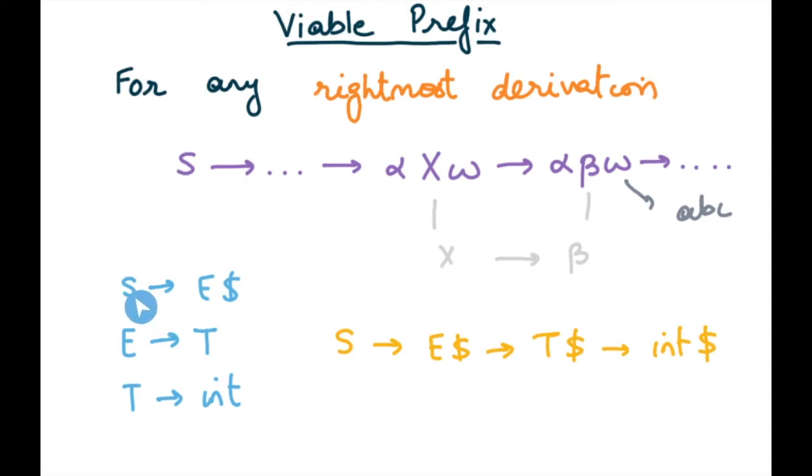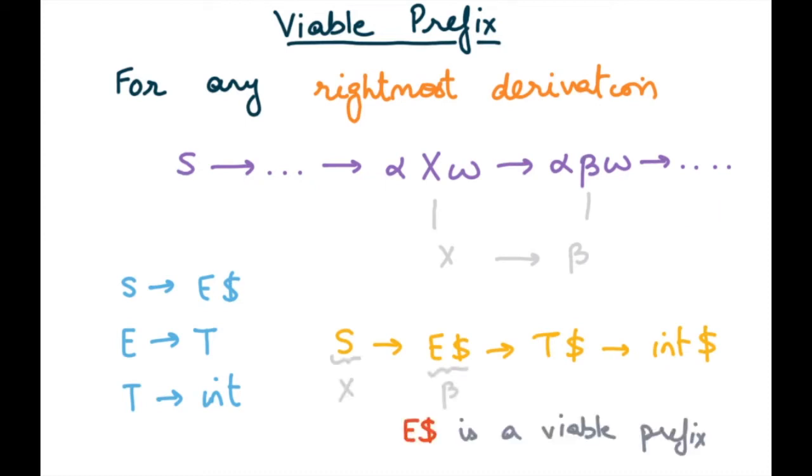So let's take this very simple grammar. S produces E dollar, where dollar is the end of input character. E produces a single non-terminal T, and T produces a single terminal int. So this very simple grammar defines a language which only consists of a single string, int dollar. The rightmost derivation is shown here. S produces E dollar, the rightmost non-terminal is E, so that produces T dollar. The rightmost non-terminal is T, and that produces int dollar. And that's the only rightmost derivation in this particular grammar.